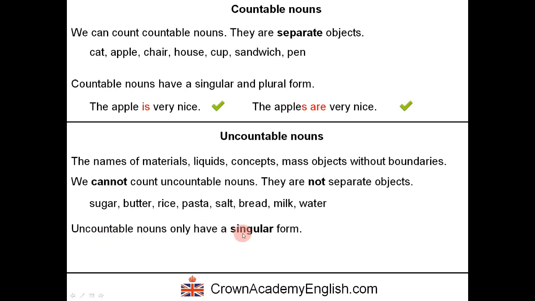Uncountable nouns only have a singular form. So here is the singular form of pasta, and this is the only form. The pasta is very nice. But this is wrong. We do not have a plural form of an uncountable noun. The pastas does not exist. This is wrong. And so therefore this is wrong as well. Okay, so we can't say this. We always have the singular form.